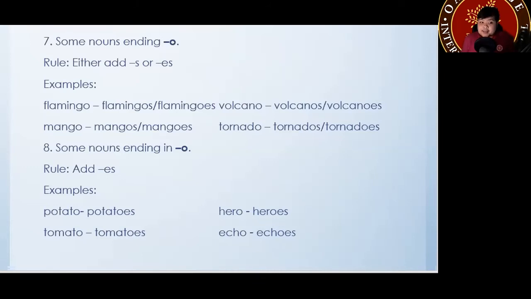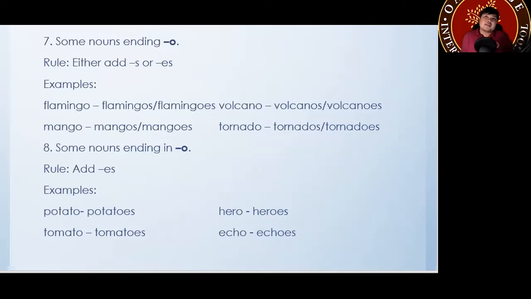Now, rule number eight is that some nouns ending in O, you have to add ES only. So the first one is we just add S. The second one is either add S or ES. And the third one, add ES. So for example, potato, potatoes, P-O-T-A-T-O-E-S. Tomato, tomatoes. Hero, heroes. Echo, echoes. These are some examples of nouns that end in O that when you make them plural, you have to add ES. All right?